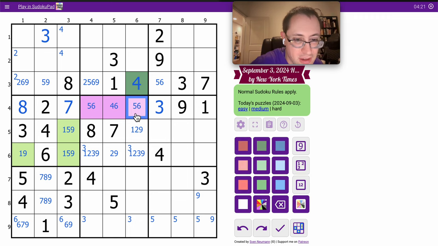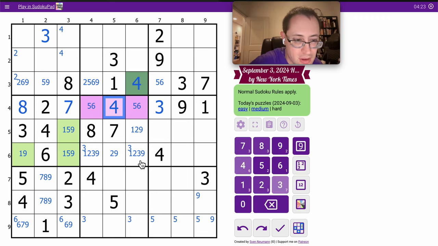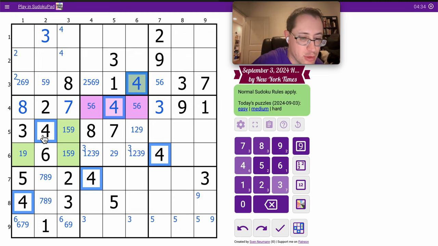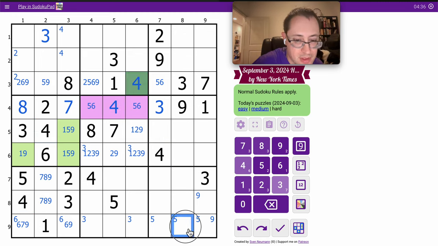It took me ages to see. But that places another 4. Okay, I have 6 4s. I don't have enough to make the 7th. Nope, I don't. Oh, well, actually, none of those can be 7 in region 6. That's placed.